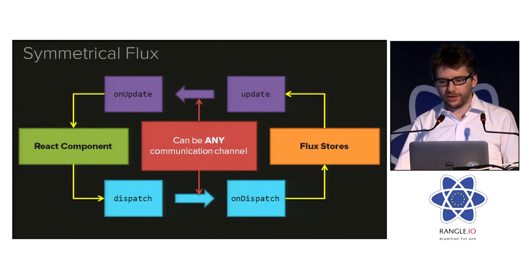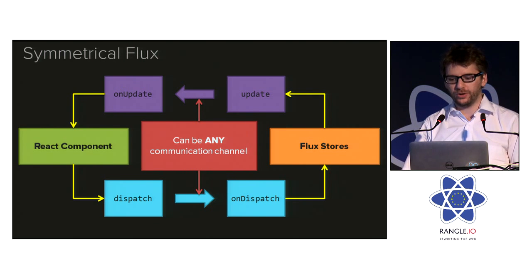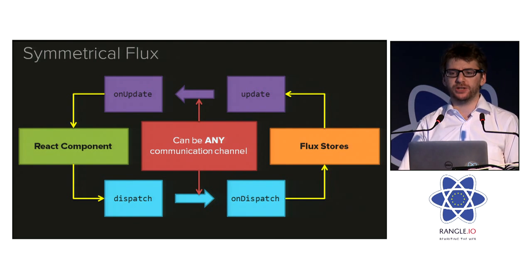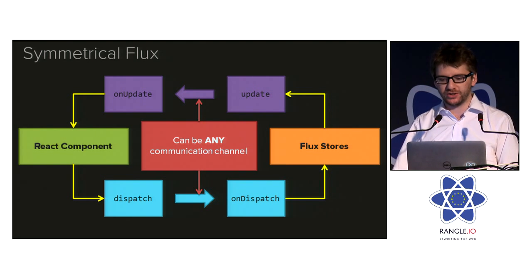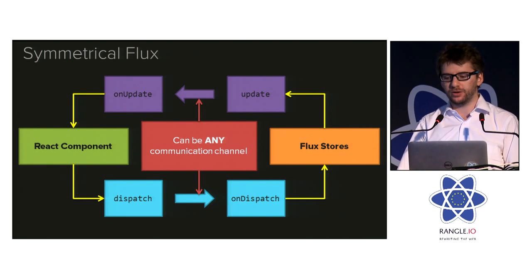One observation I would like to stress at this point is that how you enforce these semantics is totally up to the implementation. All you need is a communication channel. Using this communication channel, the update function can cause the onUpdate callbacks to be invoked, and the dispatch function can cause the onDispatch callbacks to be invoked. Therefore, as long as you have a communication channel, you can implement symmetrical Flux on top of it. And this really can be any communication channel.